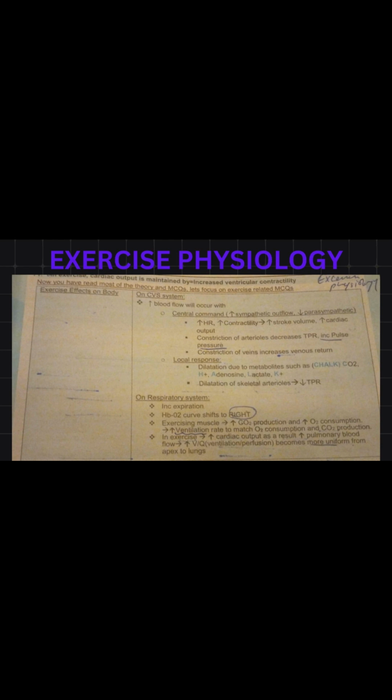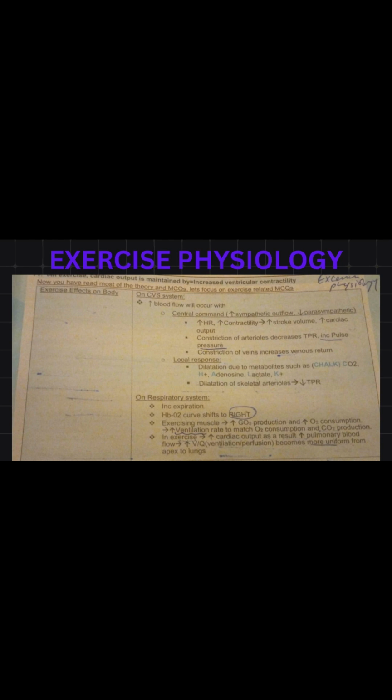The constriction of the arteriole decreases the TPR, total peripheral resistance, and the pulse pressure is going to increase as the stroke volume is going to increase. There is also going to be vein constriction as well, and that is going to increase the venous return.